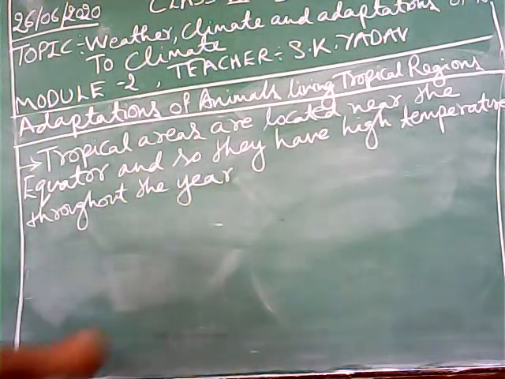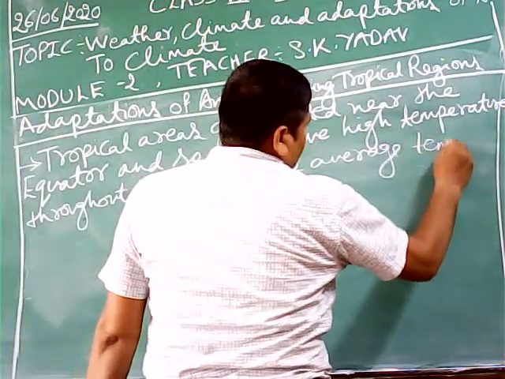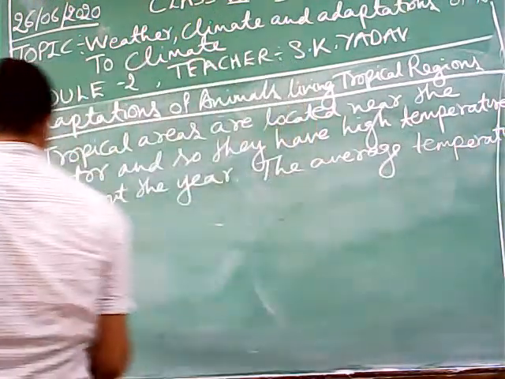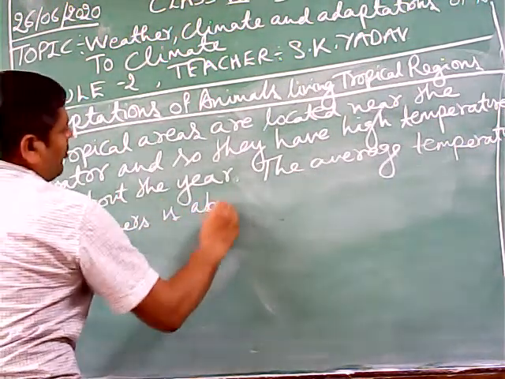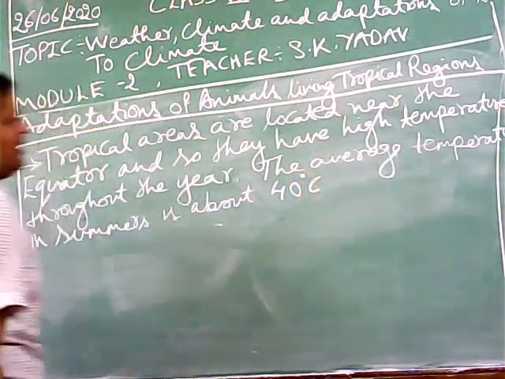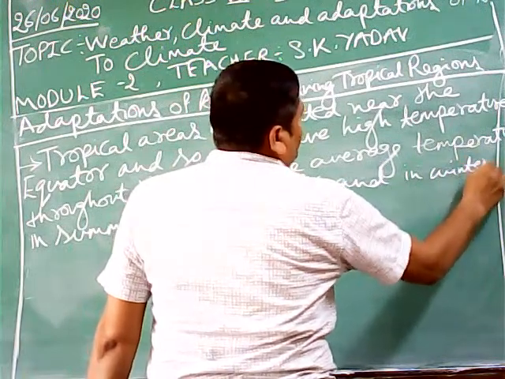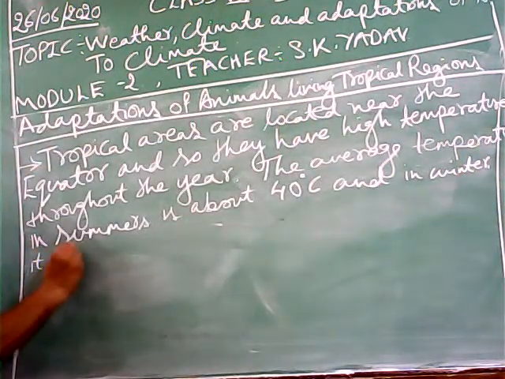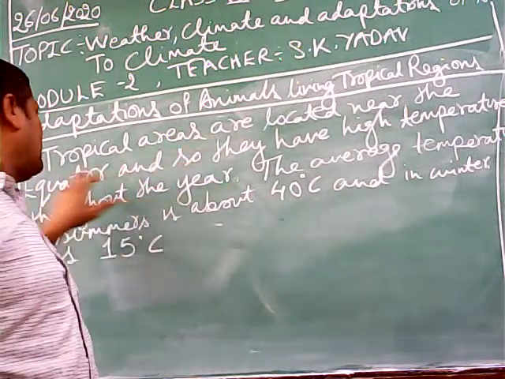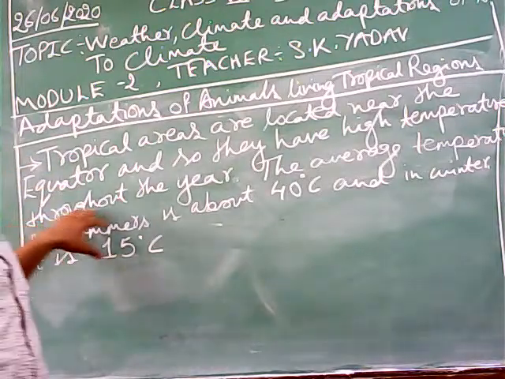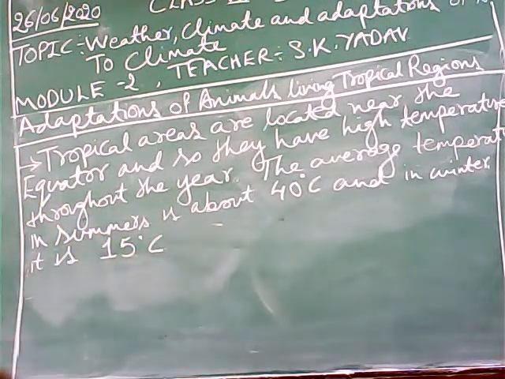The average temperature in summer is about 40 degrees Celsius, and in winter it is 15 degrees Celsius. Please note down, sir. The tropical areas are areas that are located near the equator, so they have high temperature throughout the year. The average temperature in summer is about 40 degrees Celsius, and in winter it is about 15 degrees Celsius.